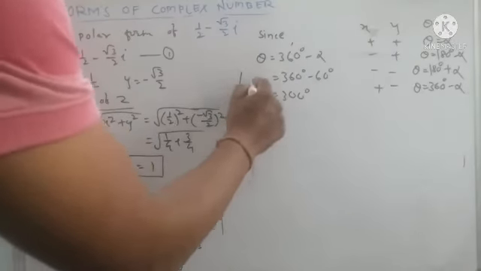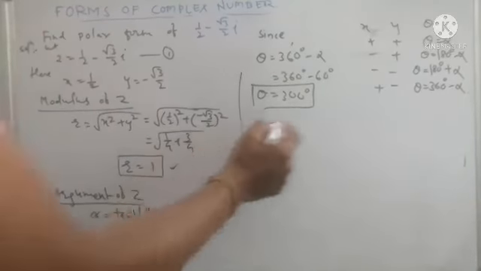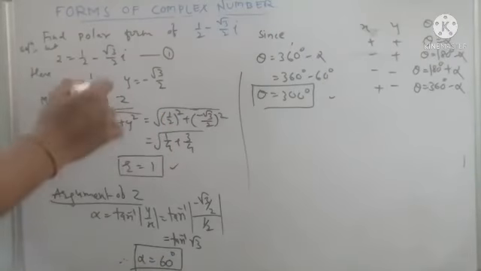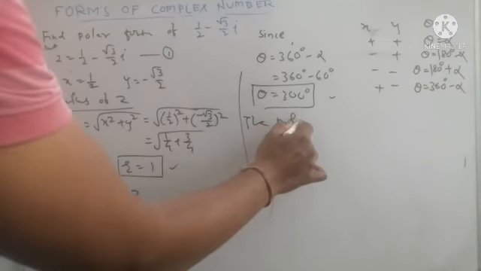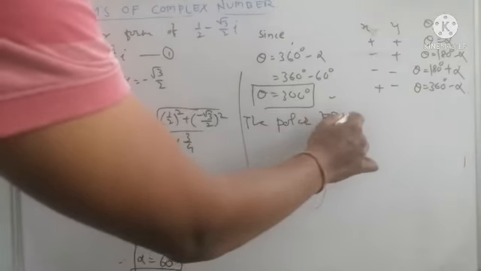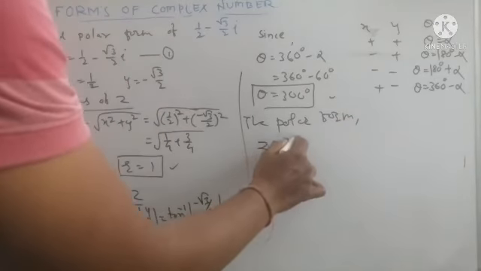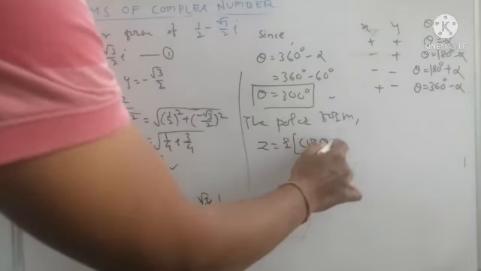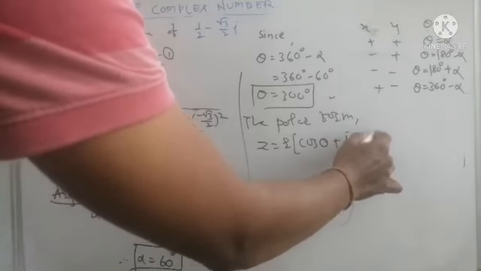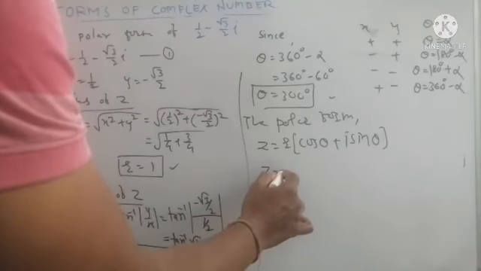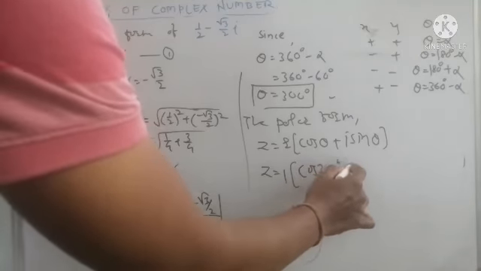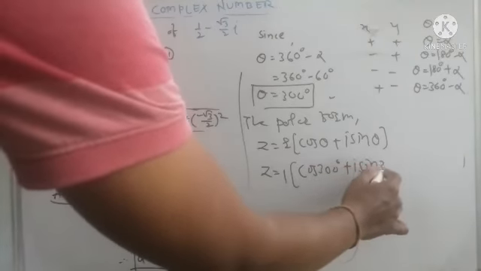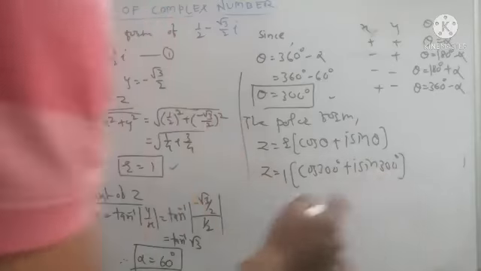Now we get the modulus r equal to 1 and theta as 300 degrees for the given complex number z. So the polar form of a complex number z is given by z is equal to r into bracket cos theta plus i sin theta. By putting the values of r and theta, we get z is equal to 1 into bracket cos 300 degrees plus i sin 300 degrees, which is our answer.